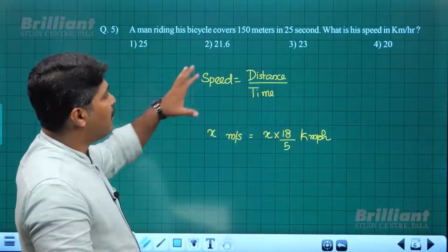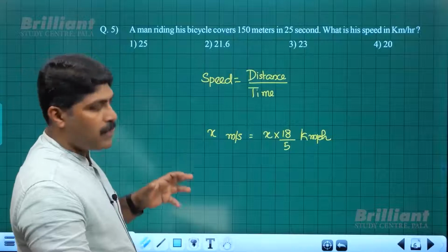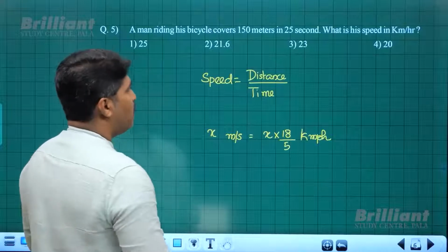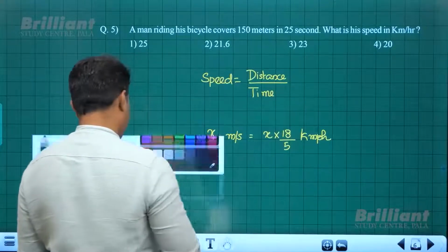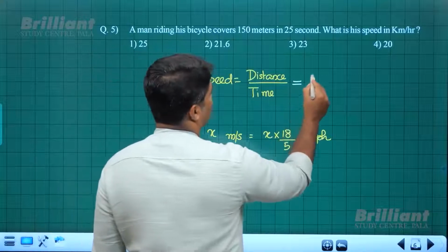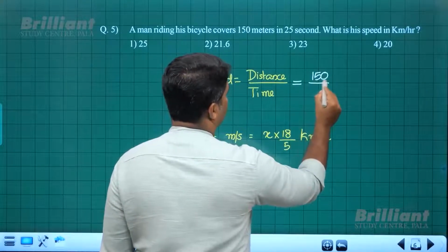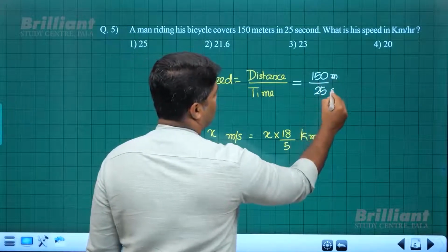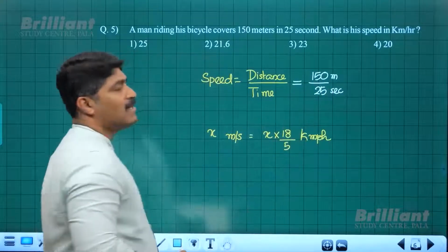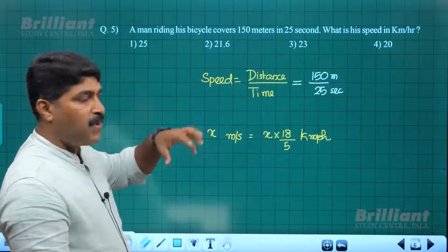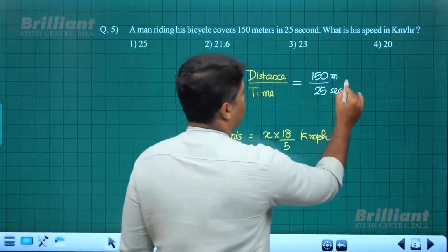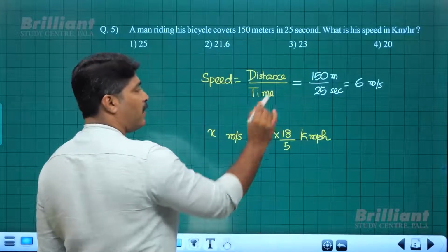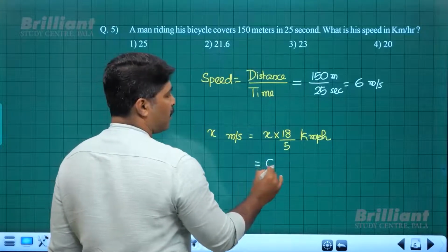So here, consider the given quantity, that is 150 meters, 25 seconds. If you are applying these results, what is the distance here? Distance is equal to 150 meters and time is in seconds. So these are in the corresponding units, meter and second. So we can find what is 150 by 25. That is 6 meters per second. Therefore, how can we convert the 6 meters per second into kilometer per hour?